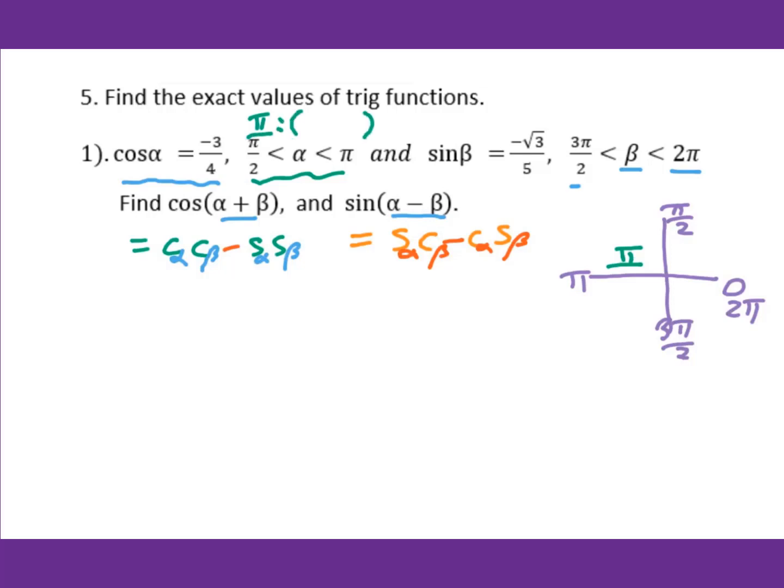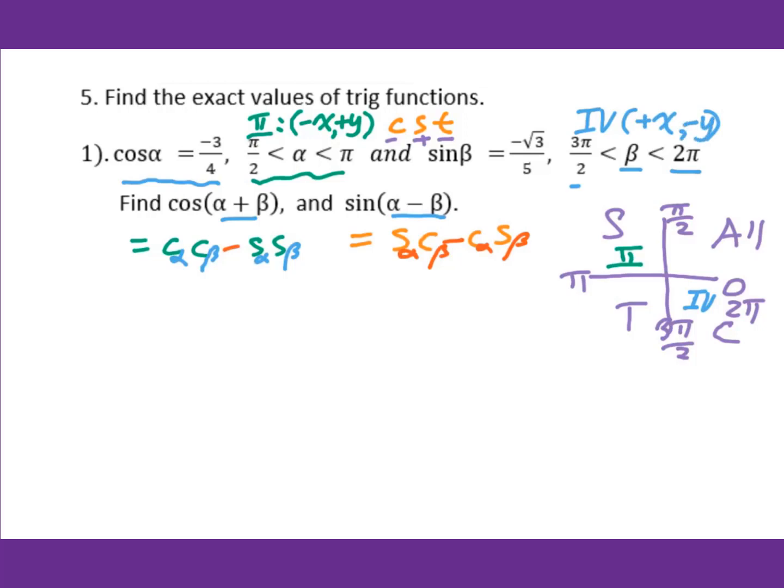The coordinate will be negative x, positive y. And with ASTC, sine is positive, because all students take calculus. Therefore, cosine negative, tangent negative. For beta, between 3 pi over 2 and 2 pi, that means the fourth quadrant. The coordinate will be positive x, negative y. Cosine positive, sine and tangent will be negative.